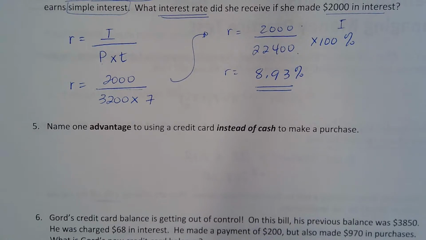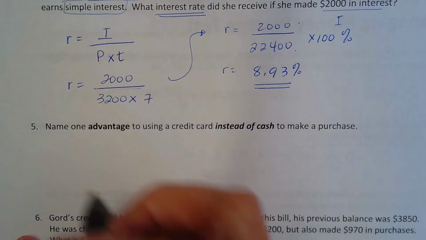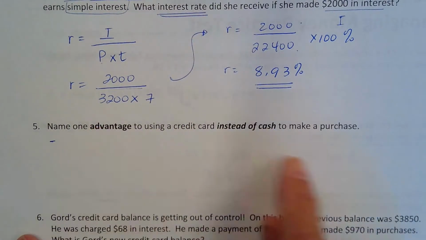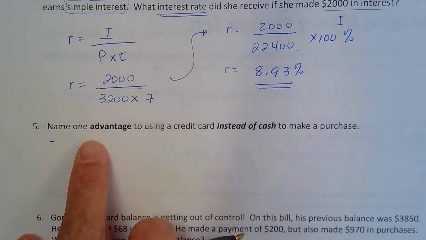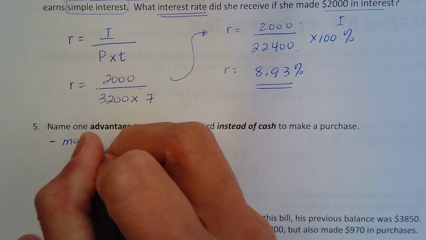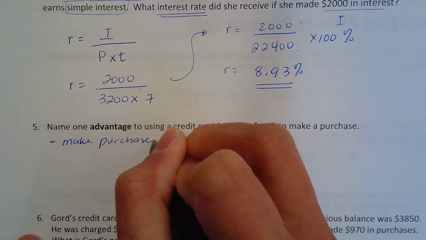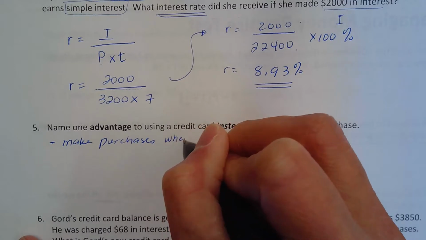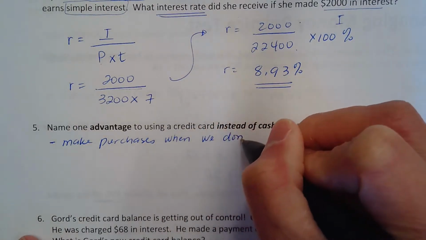A credit card is good when you do not have cash on you. You're traveling, you're buying something, and also it's good when you pay on time, you can borrow money. I'll just put 1 for now, because you might be doing 2 different things. So let's do one thing. You can make purchases when we don't have the money.